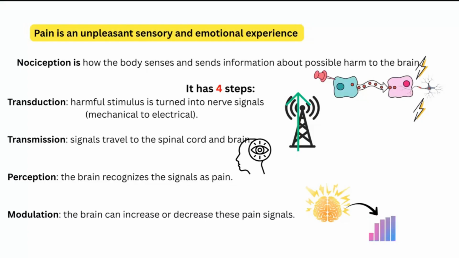The third one is perception. After the signal reaches the brain, the brain tries to understand it: where it is from, how much is coming, all those things. That is perception. After that, the 4th and final step in nociception is modulation. This is how the body modulates the pain, at the brain or spinal cord level, increasing or decreasing the pain sensation.